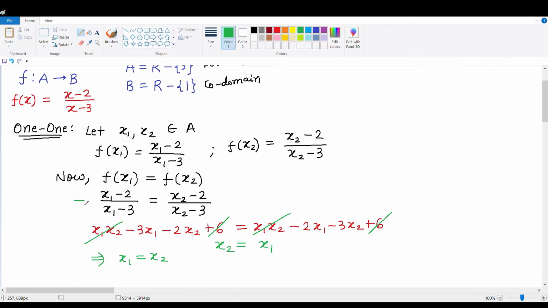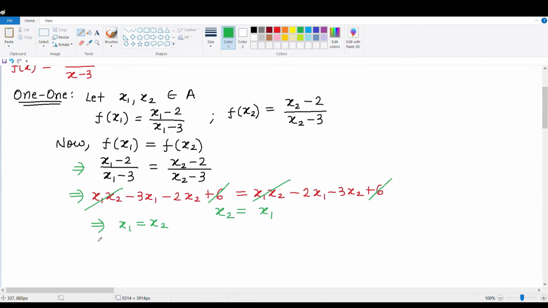And we know that when we start with f of x1 equals f of x2 and we end up getting the result x1 equals x2, that means this function is a one-one function. So f is one-one. Okay, now we need to show that this function is onto. So let's start working on that.